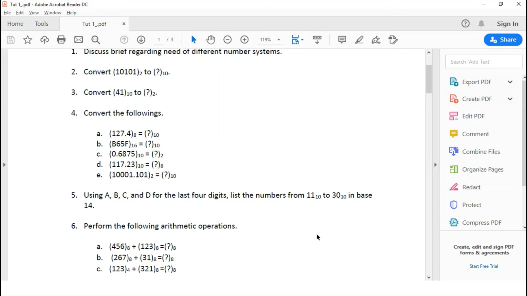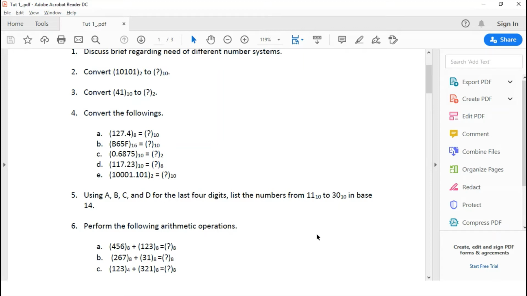Apart from the binary and decimal number systems, we have other number systems which we frequently use, such as the octal system, where the base is 8 and the digits range from 0 to 7. Similarly, we have the hexadecimal number system, where the values range from 0 to 15, and the values 10, 11, 12, 13, 14, and 15 are represented using A, B, C, D, E, and F respectively.